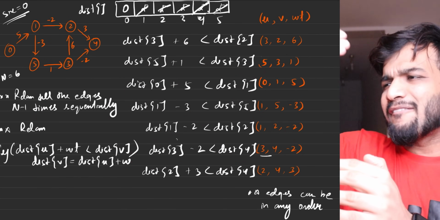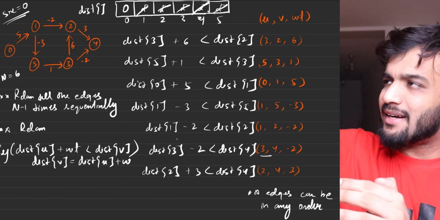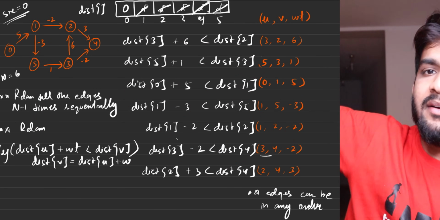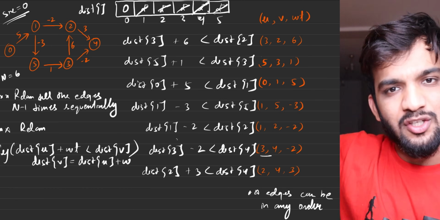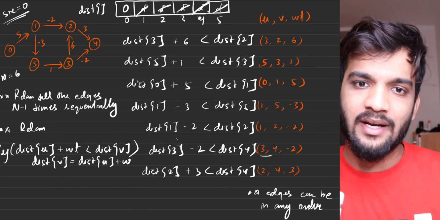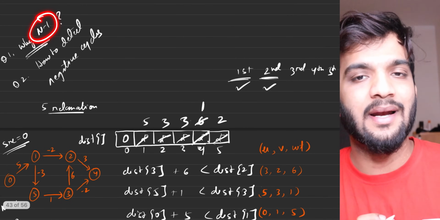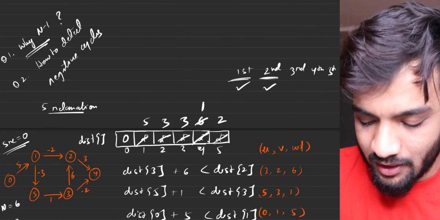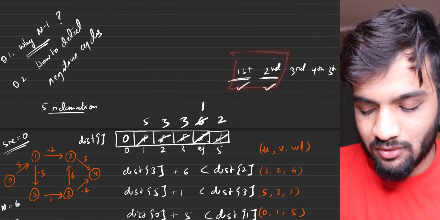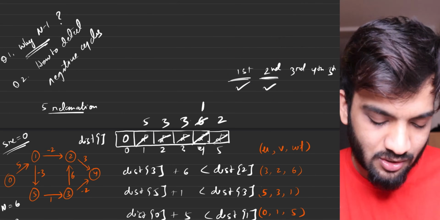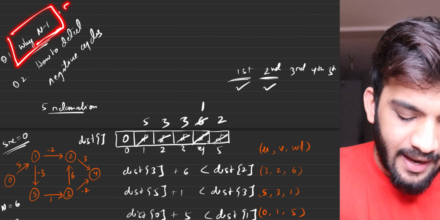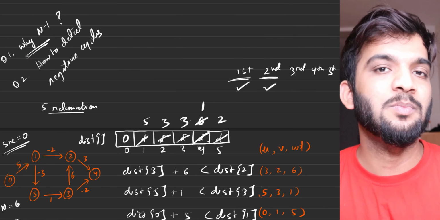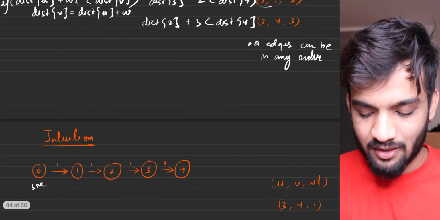So eventually everyone was getting updated on all the iterations. So ultimately, but how did I know that on n minus 1 iterations, I will get my answer? That's my question. Because what if I would have done 2 iterations? What if I would have done 3 iterations? The question still lies, why exactly n minus 1 iterations have been done? So let's understand that as of now.